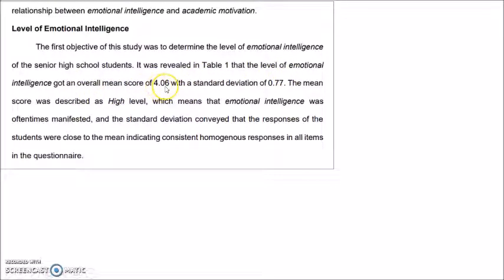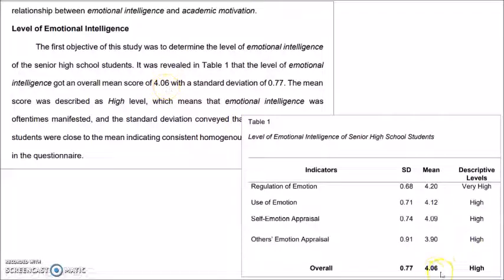mean score of 4.06. Ayan, eto na siya. With a standard deviation of 0.77. Okay, na-present mo na yung result. And then, the mean score was described as high level. Eto siya, high level. Take note that it should be with a capital. Yung first letter ng descriptive level should be a capital letter, uppercase. Okay? And yung word na level, normal lang siya. And naka-italics, no? Italicized yung descriptive level.